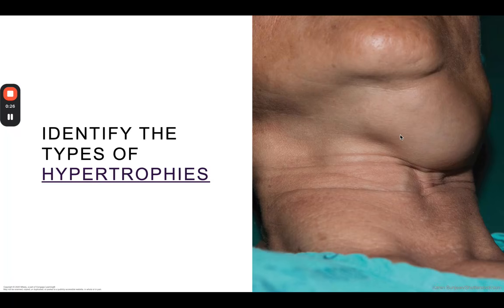So the term hypertrophic is used to describe the thickening of a tissue. The opposite of hypertrophy is atrophy, which means wasting away or thinning. Okay, so here we're talking about hypertrophies of the skin. So we're talking about excessive growth of the skin.